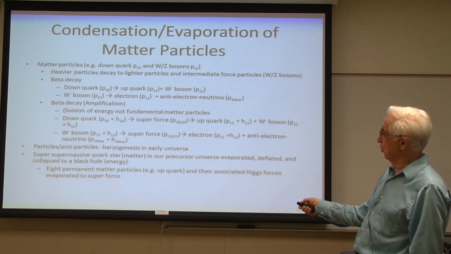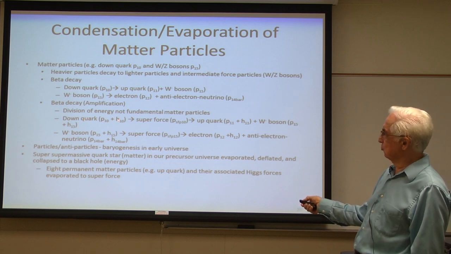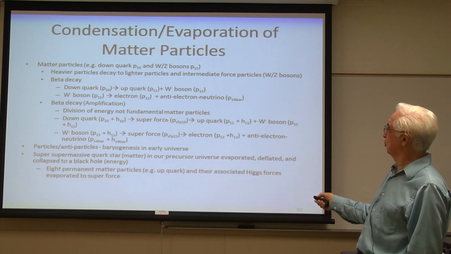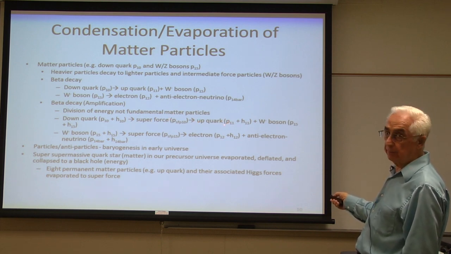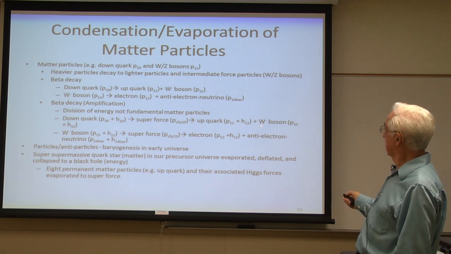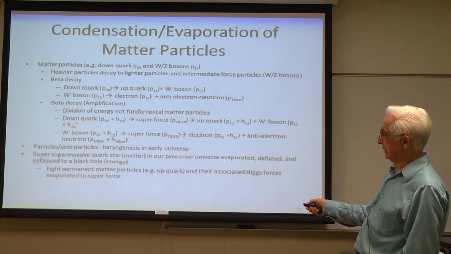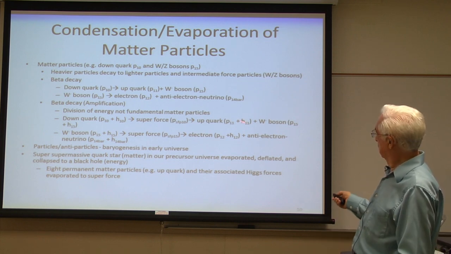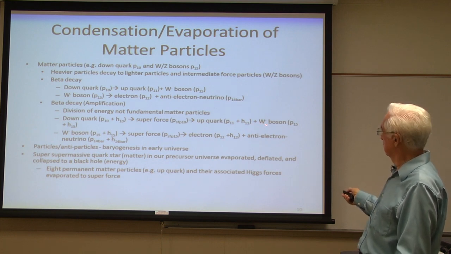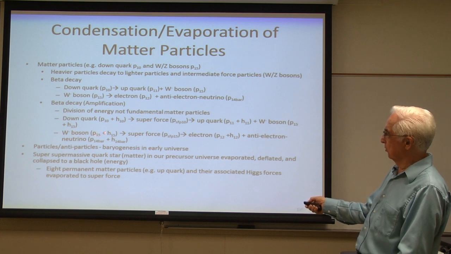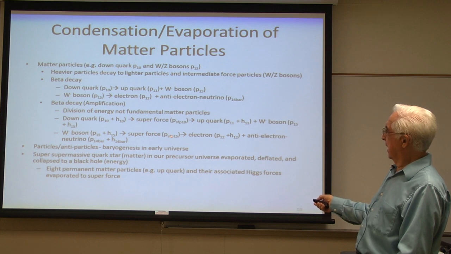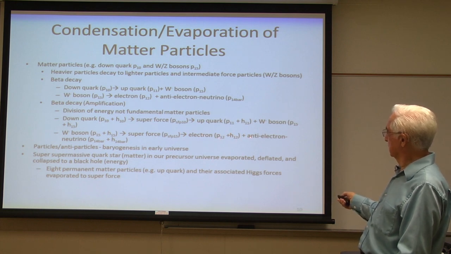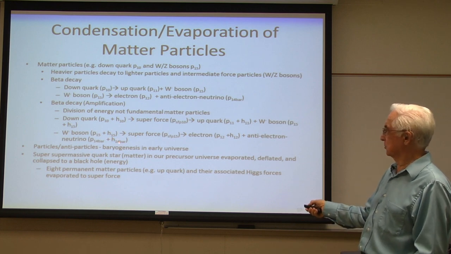So now the equation is as follows. The down quark, which consists of the down quark matter particle and its associated Higgs force, both evaporate to the superforce. Now you have energy. That energy is easily subdivided into two parts. One part condenses into the up quark matter particle and its associated Higgs force, and the second into the W minus boson matter particle and its associated Higgs force. The W minus boson is a transient matter particle, not a boson, because 10 to the minus 25th seconds after its creation, the W minus boson matter particle and its Higgs force evaporate to the superforce. And now you have energy, and that superforce condenses into two parts, one part into the electron and its associated Higgs force, and the second part into the anti-electron neutrino and its associated Higgs force.